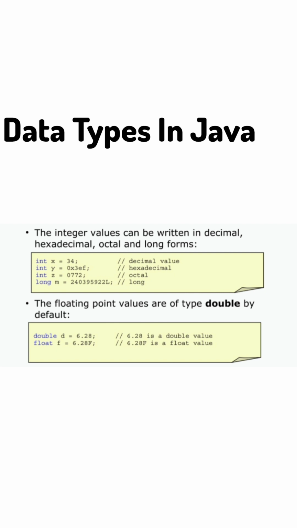So in primitive data types, we have boolean. Its default value is false. Its default size is 1 bit. Char default size is 2 bytes. Byte default size is 1 byte. Short default size is 2 bytes. Int default size is 4 bytes. Long default size is 8 bytes, and float default size is 4 bytes. Double default size is 8 bytes.